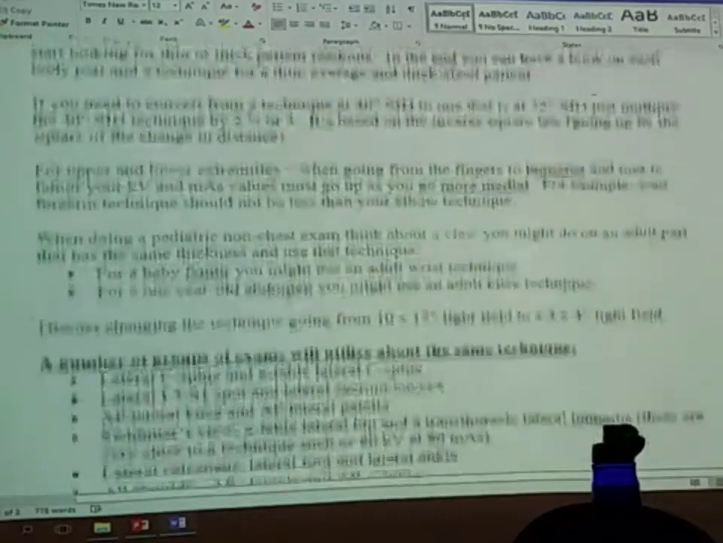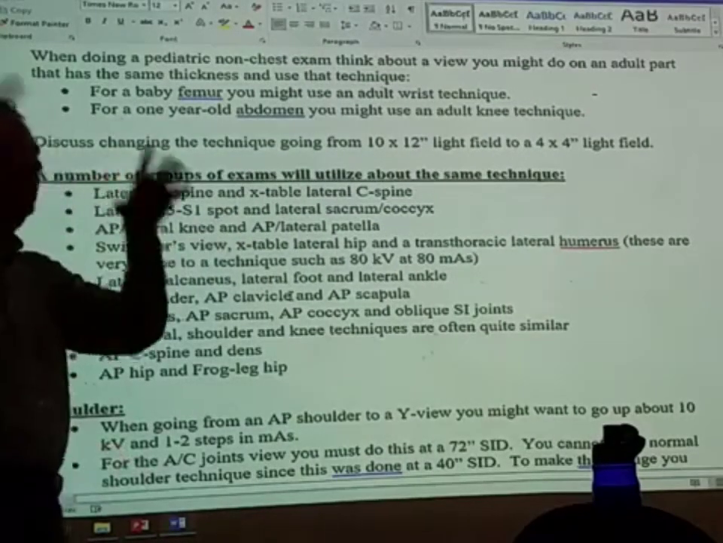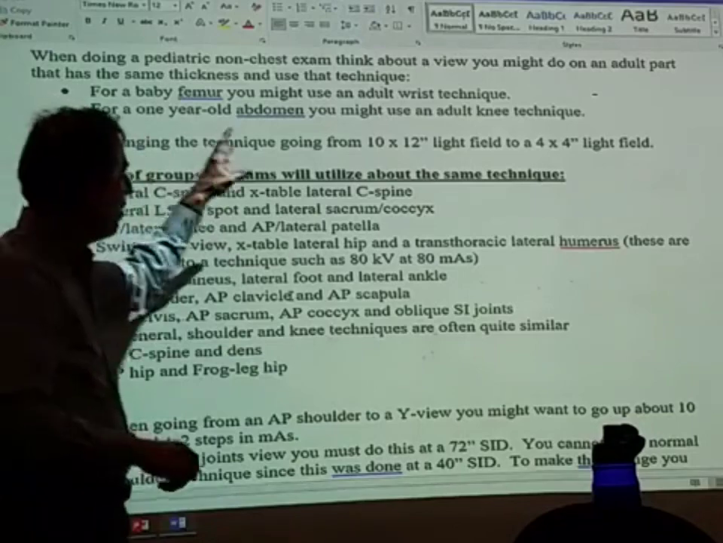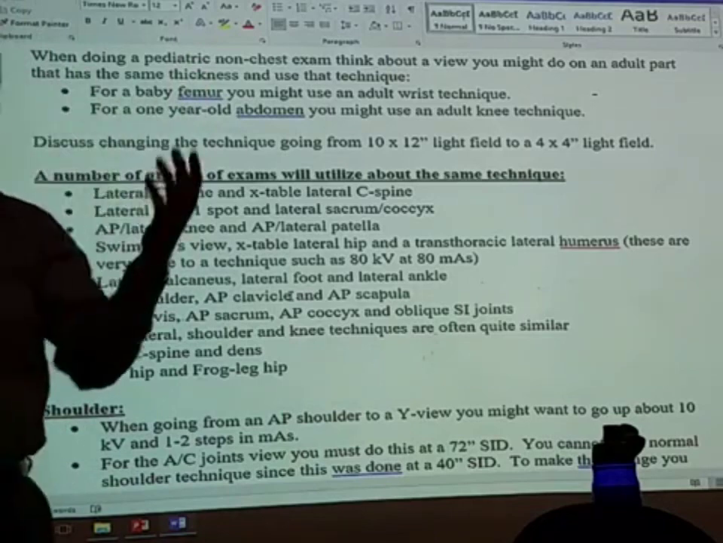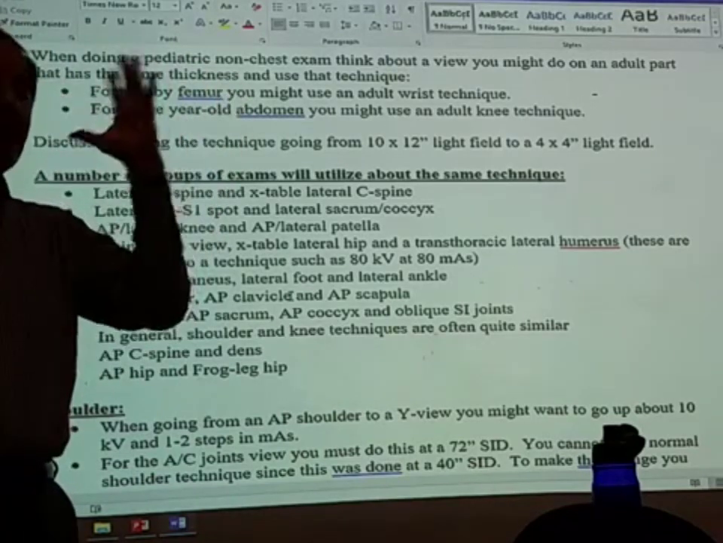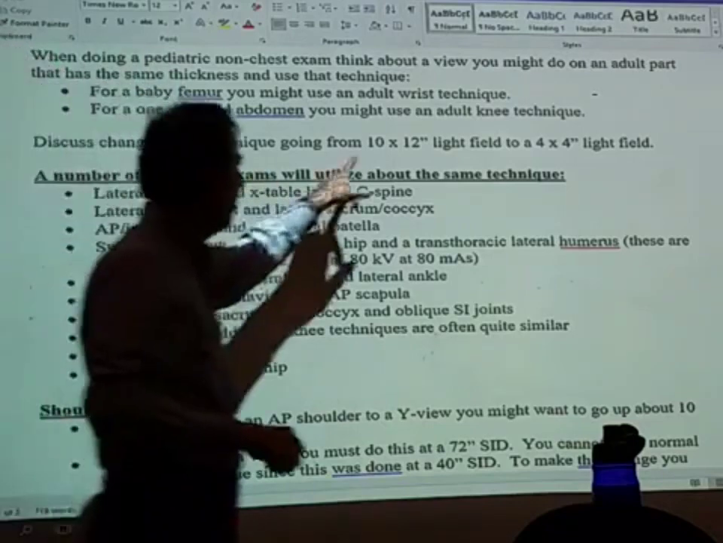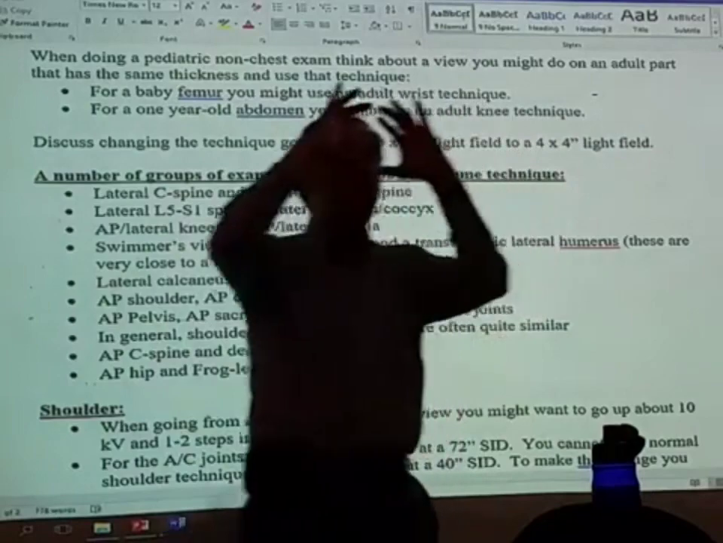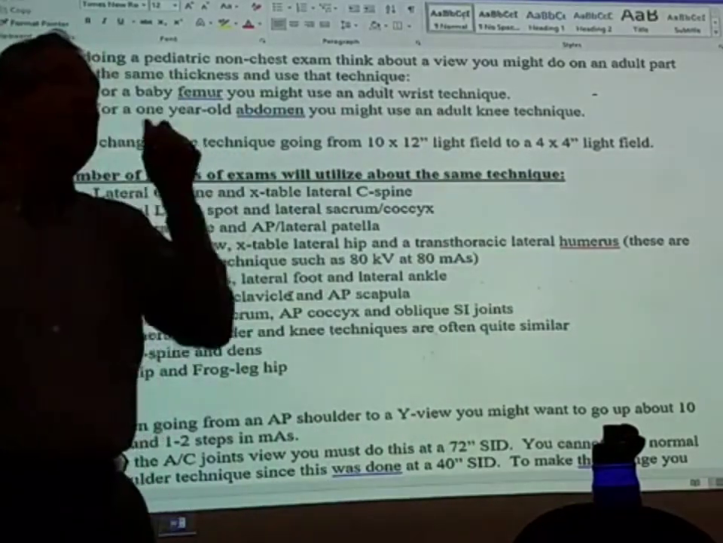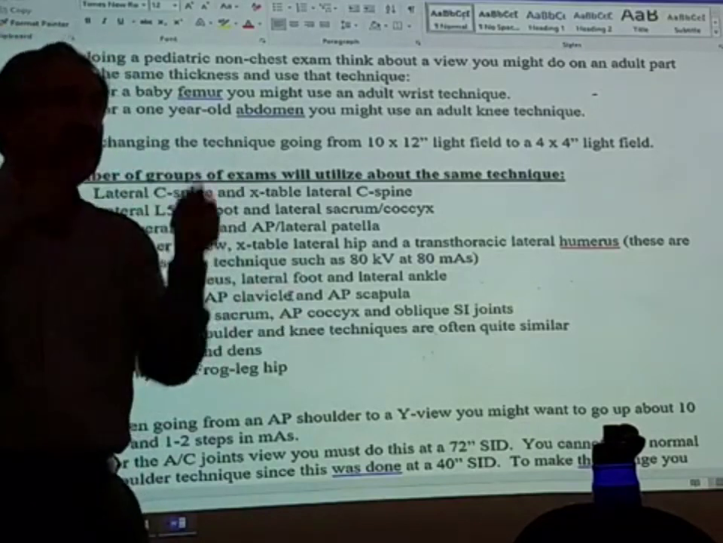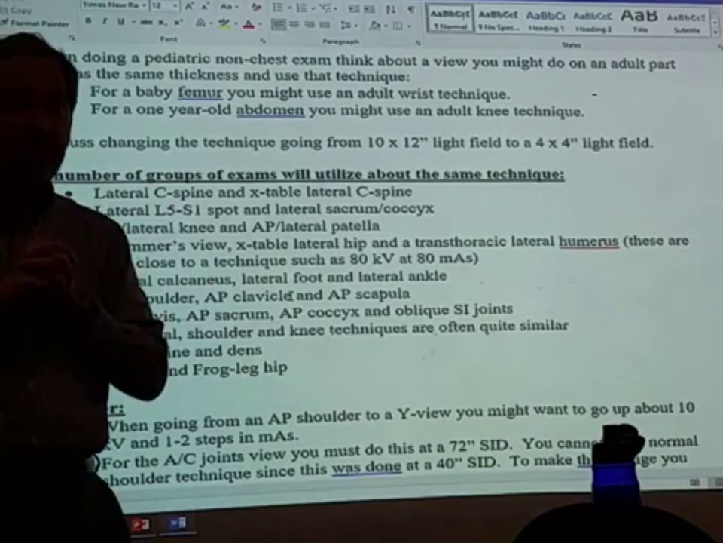Sorry, I want to kind of talk about this because I mentioned this to a couple people. So if you know the answer, don't yell it out. Sometimes you want to do a cone down. Let's say you're doing a Waters view and you want to do nasal bones, so you just want to get this area. So you're coning it down from a 10 by 12 to maybe a 4 by 4 light field, okay? When you go ahead and cone it down, do you need to use less technique, the same technique, or more technique?